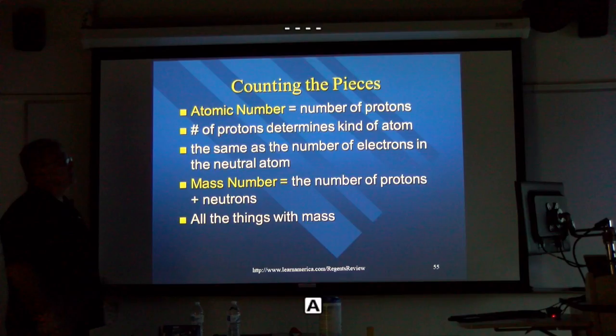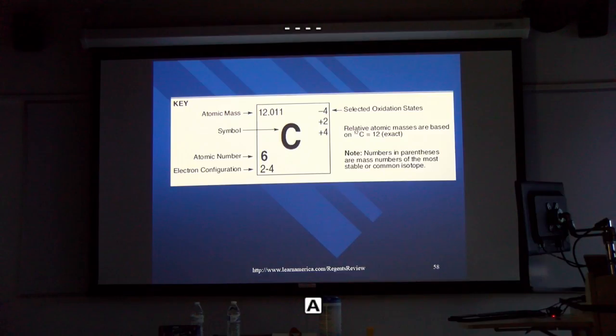Then this mass number on the upper left-hand corner. Remember that the symbol and the atomic number are locked. The mass number tells me it's the neutrons plus the protons. Number of neutrons plus the number of protons inside the nucleus. But you should note that this is not a whole number, which we're going to talk about in a minute.